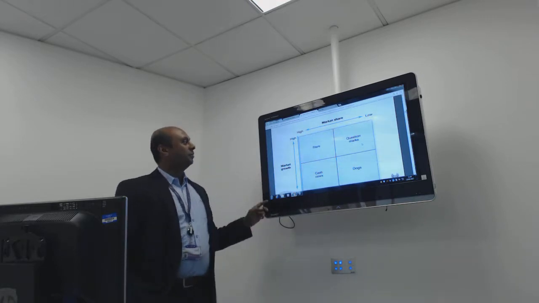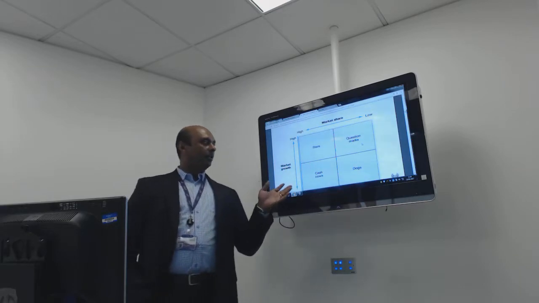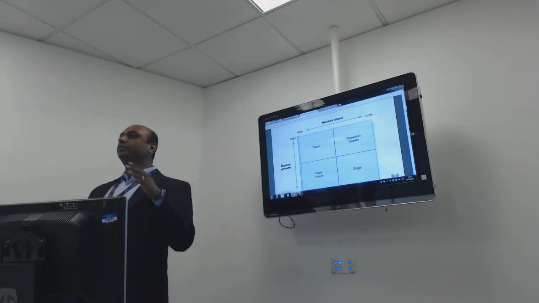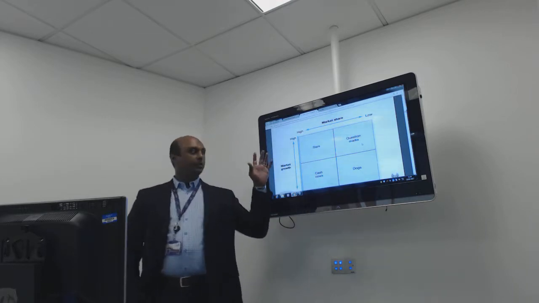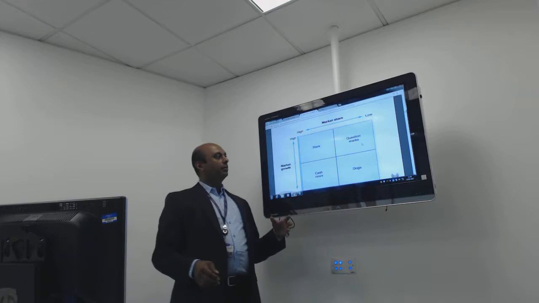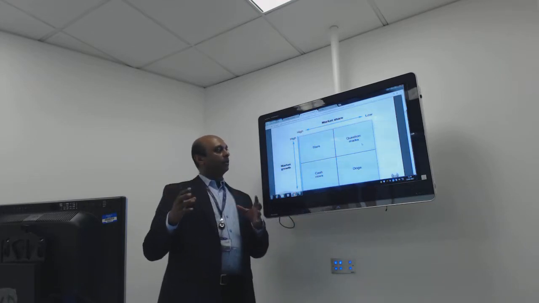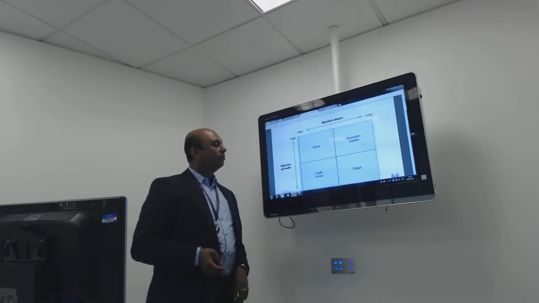Okay, so we're going to talk about the BCG matrix. As I said, this is a portfolio matrix, and it's a 2x2 matrix. There are 4 possibilities in this matrix, and for any company, this matrix will help the organization to place or position its SBU in one of the 4 boxes.